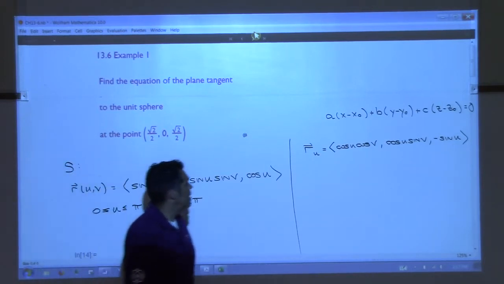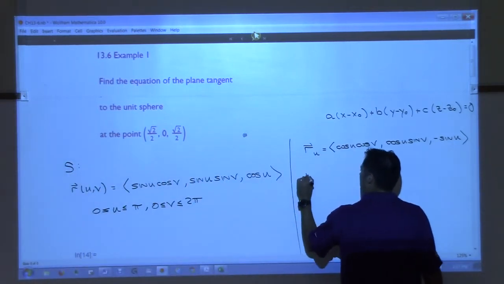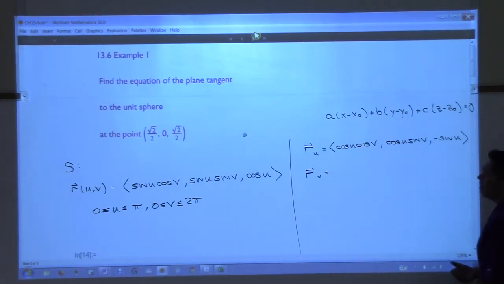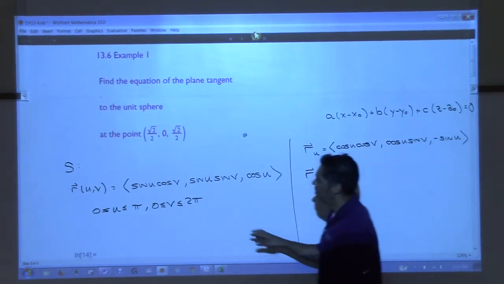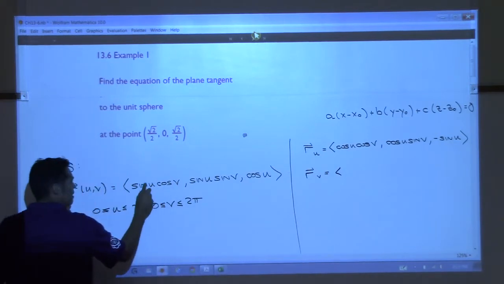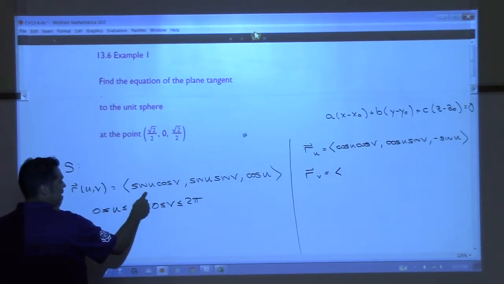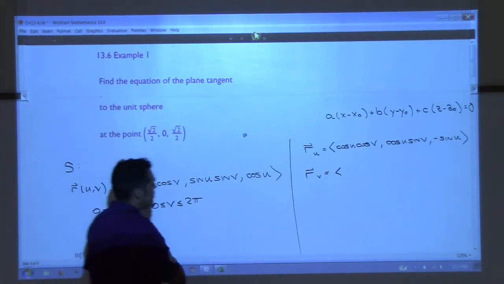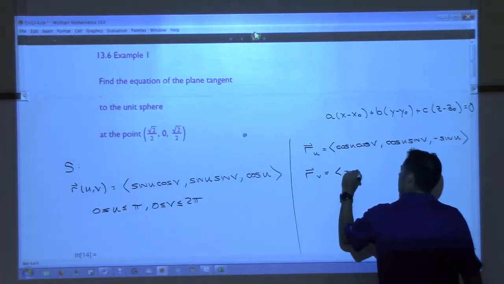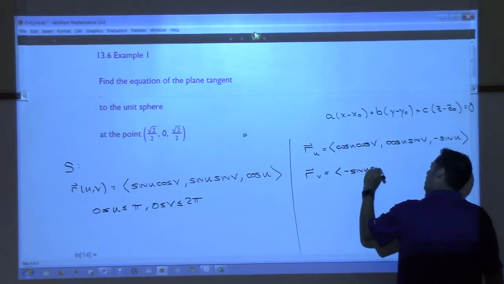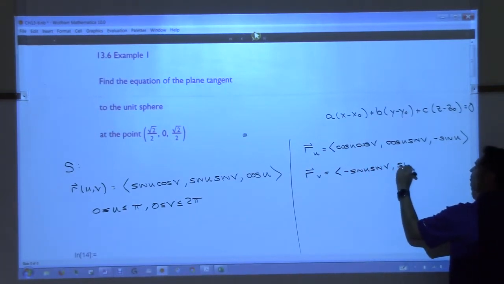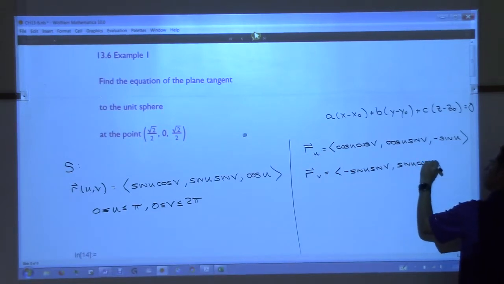All right, next one, let's get the other vector, which would be the partial with respect to v. So now we hold u constant. So what do we get with this first one? Yeah, so this stays, right? Because it's constant, and take derivative of that, that's negative sine of v. So it'll be negative sine u sine v. And then the middle one, sine u cosine v.